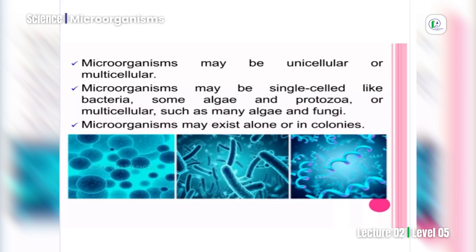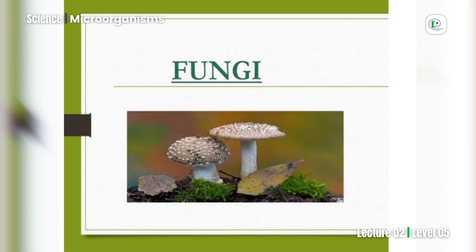So now let's see the types of microorganisms. There are five main types of microorganisms: bacteria, algae, protozoa, fungi, and viruses. In this chapter, we will only study bacteria, fungi, and viruses. In this picture, firstly, you see the diagram of fungi. Where do fungi grow? Fungi grow best in dark, warm and moist places. So move to the next slide.